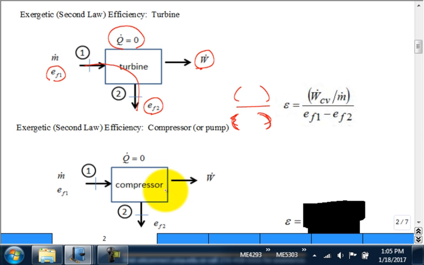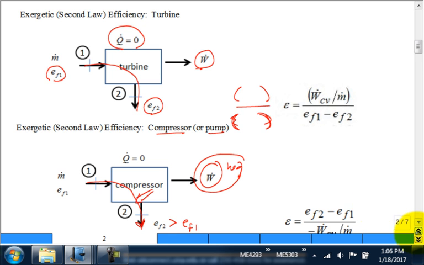Same thing for a compressor. It's just turned around. This is negative. You want to put it into the fluid stream. Here, the exiting flow exergy is greater than the entering flow exergy for a fluid going through a compressor or a pump. And so how much of this gets into the fluid? That gives us the definition of the exergetic efficiency. All right, let's move on.